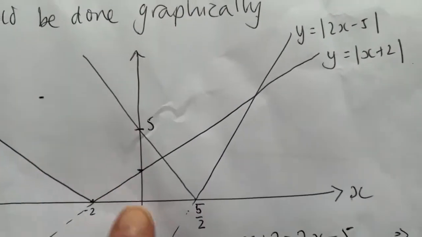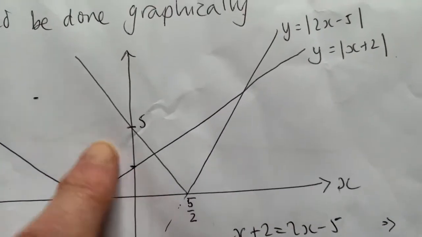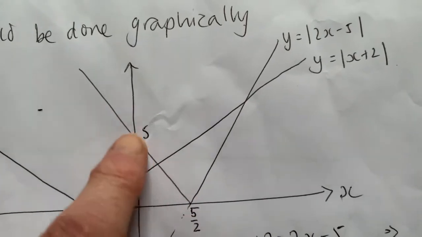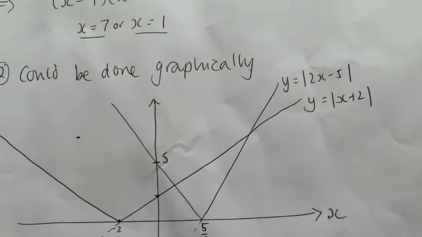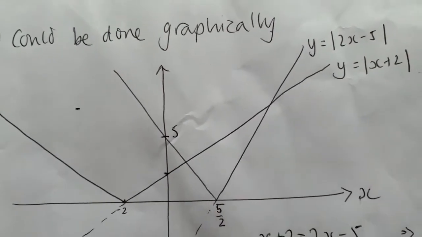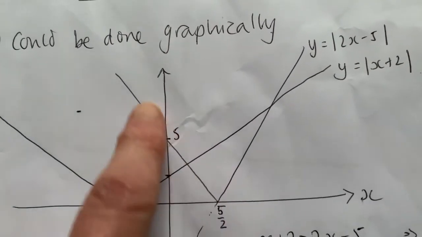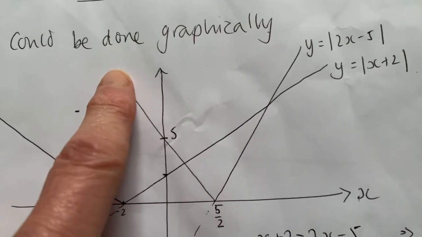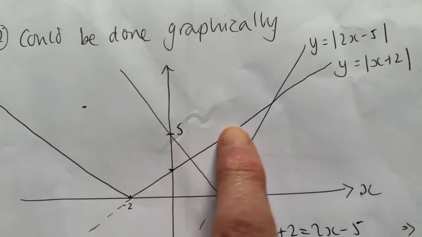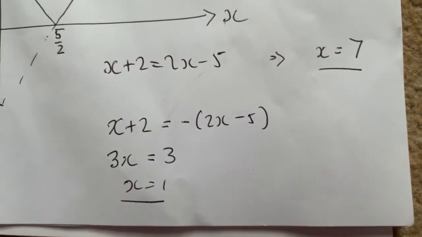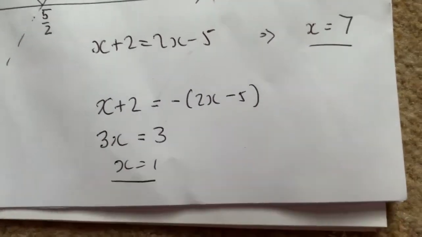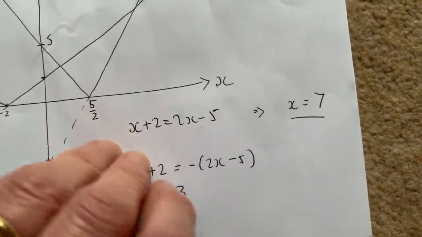Your other solution, you've got the reflected bit. So reflected in the x-axis, and you know from your transformations of graphs, you would multiply your equation by -1. So the reflected bit of y equals 2x minus 5 meets the straightforward unreflected bit of x plus 2. So you would put them equal to each other like that and get x equals 1. But either method is great.